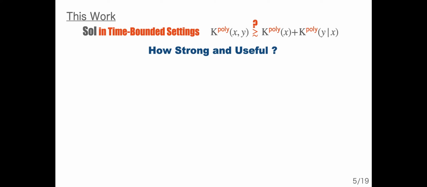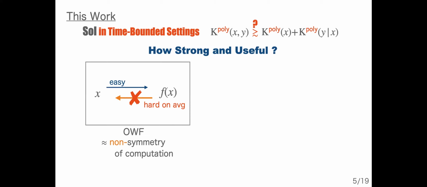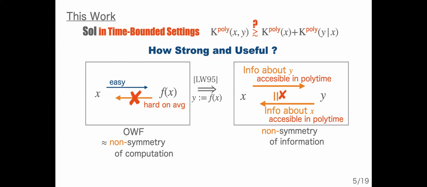This work studied the converse, that is, the consequence of the non-symmetry of information, how strong and useful this notion is. Particularly, the previous work showed the implication from one-way functions, which are a useful hardness notion, to non-symmetry of information. But as you can see in these figures, these two notions seem to have very deep connections to each other. And it is natural to ask whether this non-symmetry of information is sufficient to construct one-way functions and characterize the core part of cryptography.